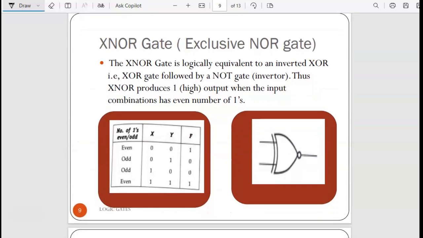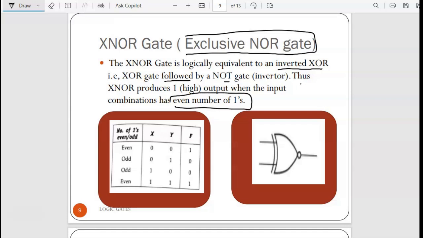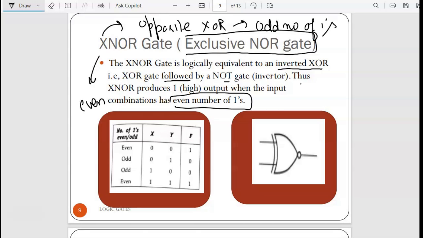Then we will go for XNOR gate. This is exclusive NOR gate. Okay, so the XNOR gate is logically equivalent to an inverted XOR. XOR gate checks for an odd number of ones, and this is going to check for an even number of ones, because this is the opposite of XOR gate. So XOR is going to work for odd number of ones, and XNOR is going to work for even number of ones. Please check if the number of ones is even. So for even it will give you 1, and for the rest it will give you 0. So this is just the reverse, and then the table is the same only.